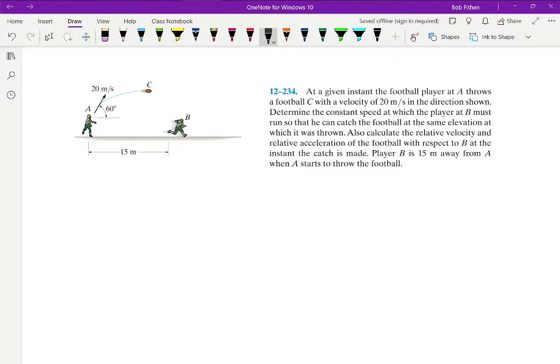At the instant given, the football player A, this guy, throws the football with a velocity of 20 meters per second in the direction shown. So this is kind of interesting because we're relying a little bit on the information of the past. It is true the football will have a y component of velocity and position, but the x component of the velocity remains constant throughout. And it's 20 cosine of 60.